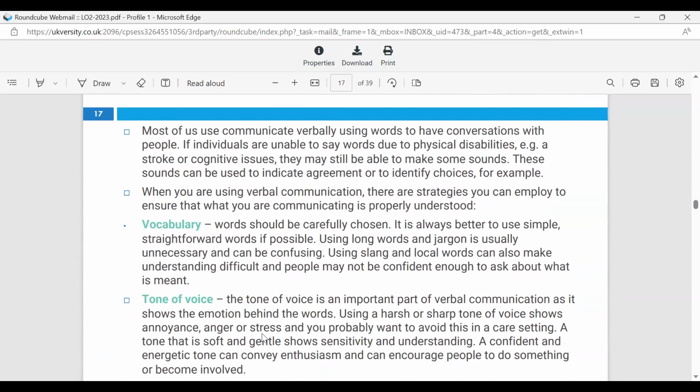Verbal communication. Most of us communicate verbally using words to have conversations with people. If individuals are unable to say words due to physical disabilities, for example, they may have a stroke or cognitive issues, they may not be able to make words but may still make sounds. These sounds can be used to indicate agreement or to identify choices. For example, when you are using verbal communication, there are strategies you can employ to ensure that what you are communicating is properly understood by the individual.